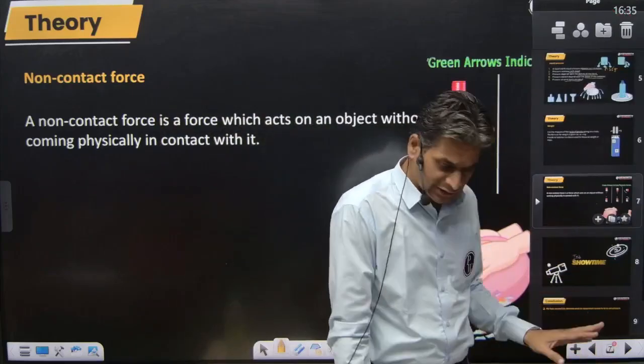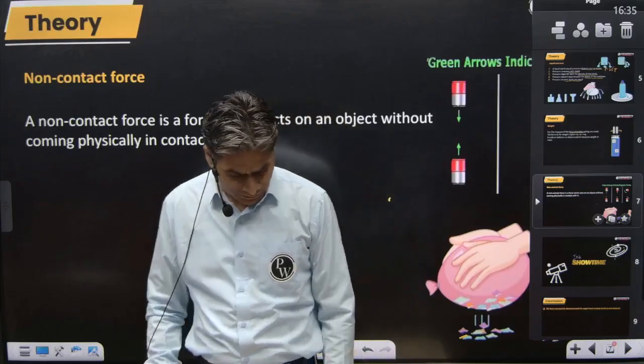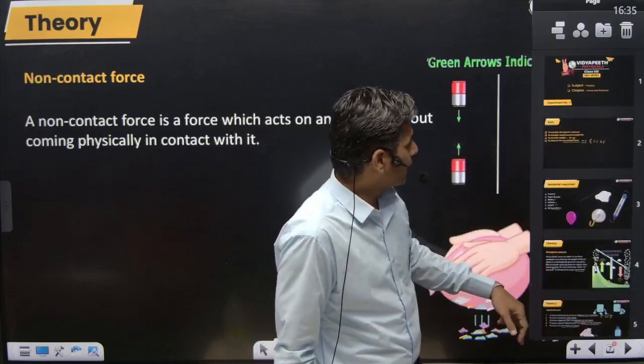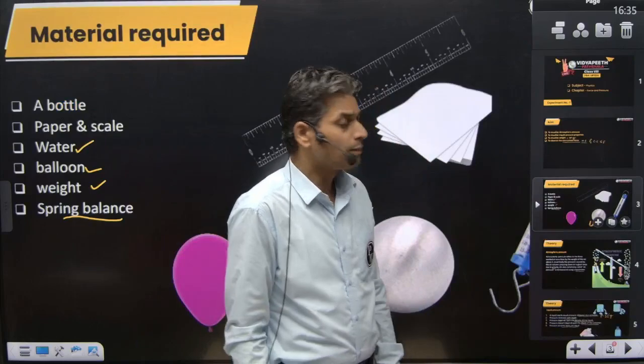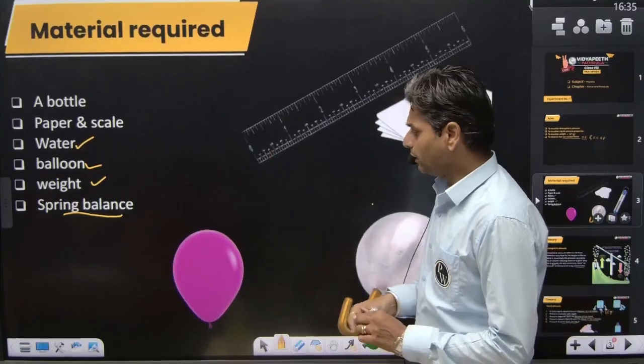This one only we have to discuss. Now we will do the experiments one by one. Here, the very first experiment is about finding the atmospheric pressure of the air, or first, the air pressure.